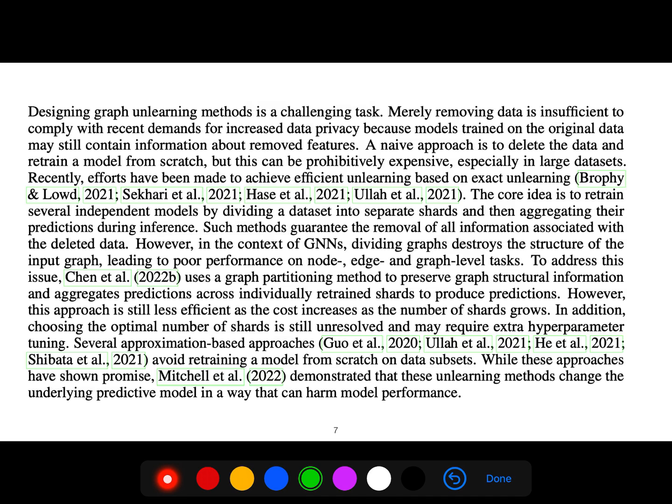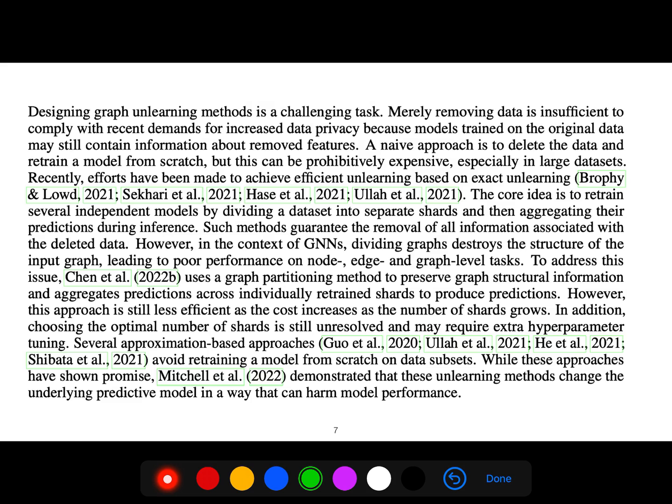The core idea is to retrain several independent models by dividing a dataset into separate shards and then aggregating their predictions during inference. Such methods guarantee the removal of all information associated with deleted data.